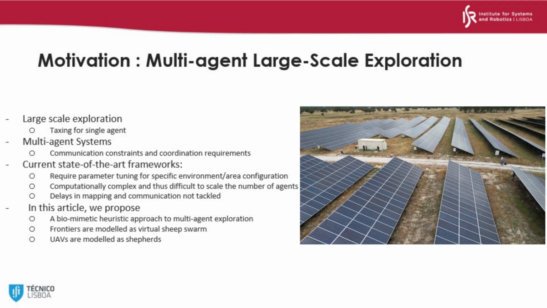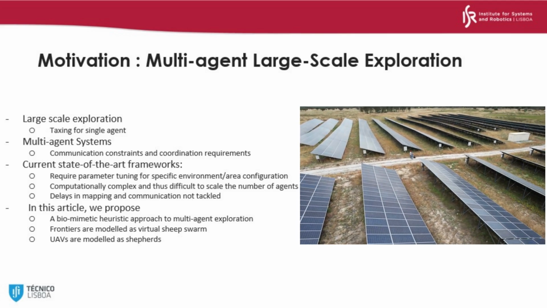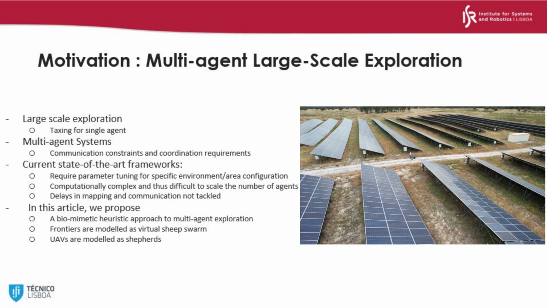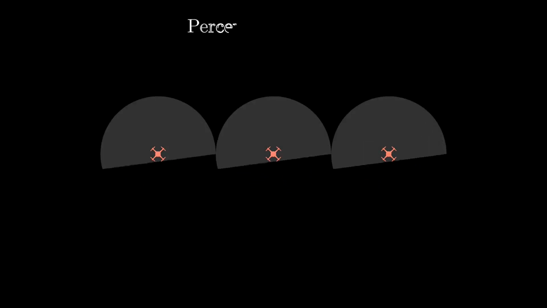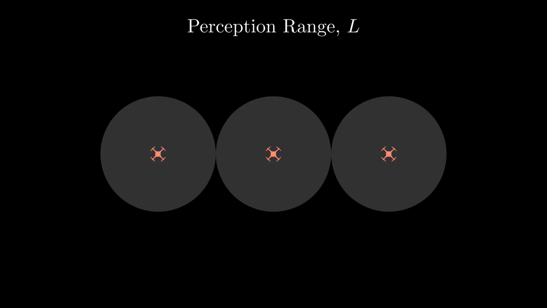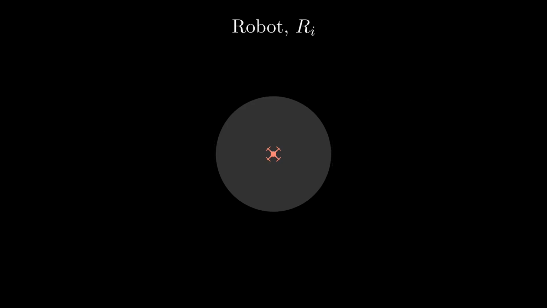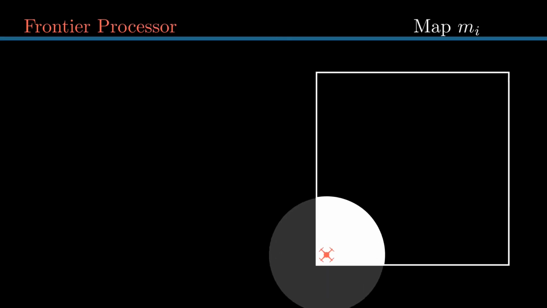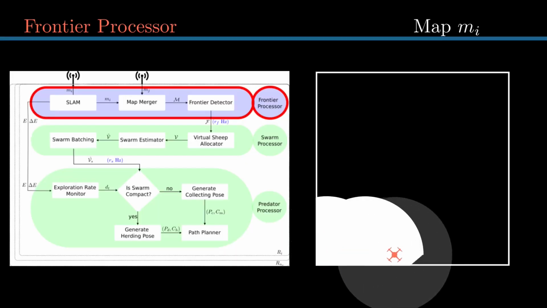We propose a bio-mimetic heuristic approach that models frontiers as a virtual sheep swarm and robots as shepherds. A team of robots, each equipped with a range-limited perception sensor, is tasked to explore an unknown environment. Each robot runs an onboard mapping algorithm that generates a map as the agent traverses through the environment.